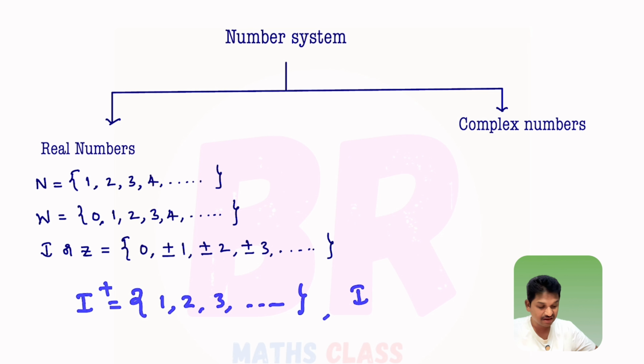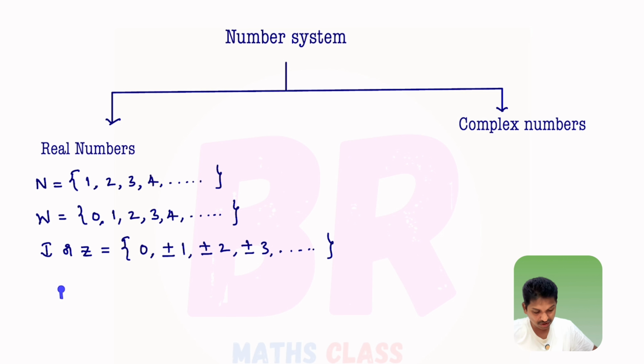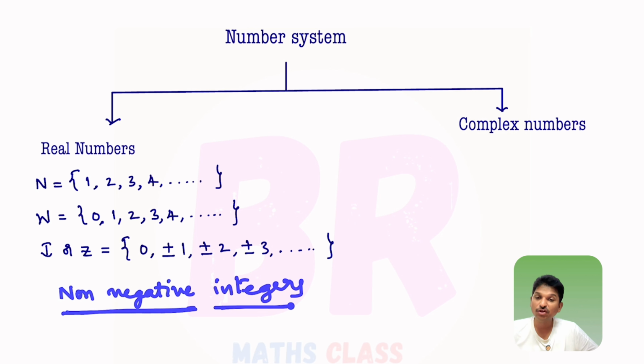Okay. Next, negative integers. What are negative integers? Minus 1, minus 2, minus 3, and so on. These are all negative integers. Okay. And one more thing here you need to know, non-negative integers, not negative, non-negative integers. What are non-negative integers? Non-negative means not negative. Okay, I'll start writing that set. Non-negative, not negative. 0 is neither negative nor positive. So 0 comes under non-negative numbers.